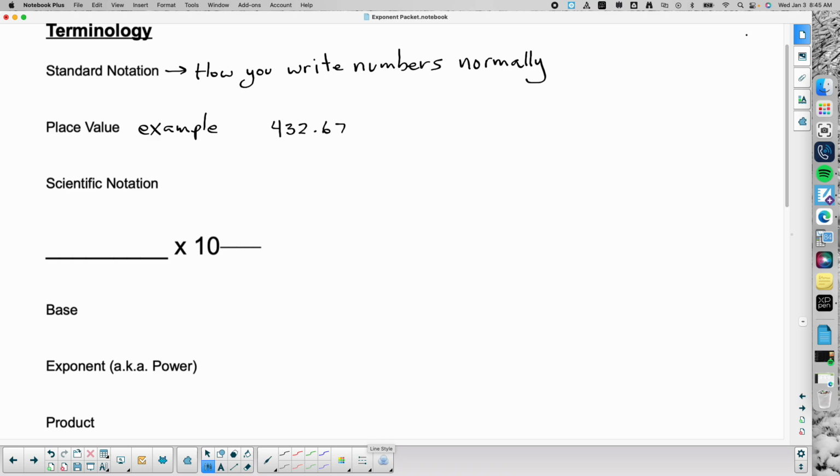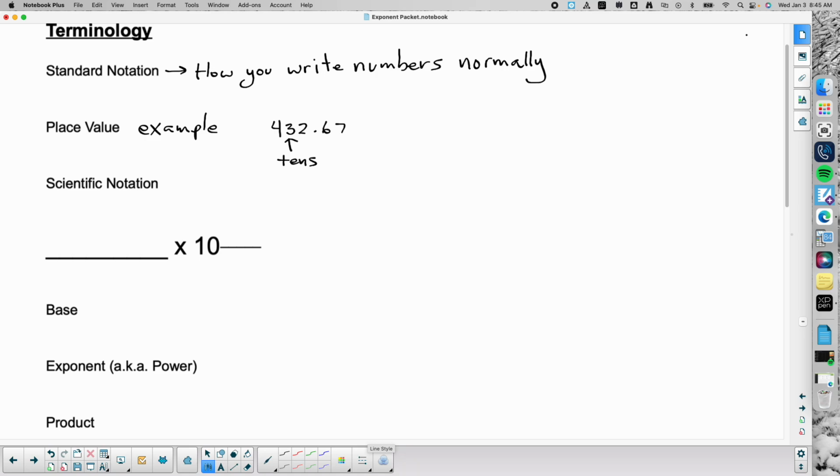432.67. The place value is me asking you what each number is referred to. So like the 3. What place in the number is that? That's going to be the tens, right? You've got ones, tens, hundreds. The place value is just the different numbers, what they're referred to.